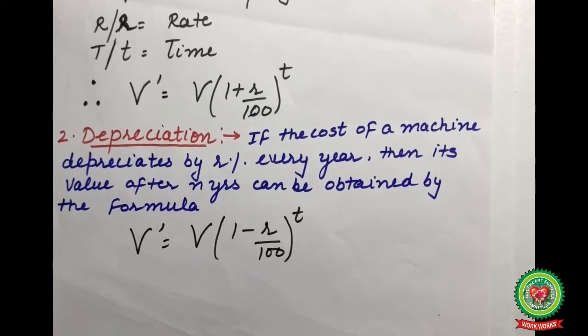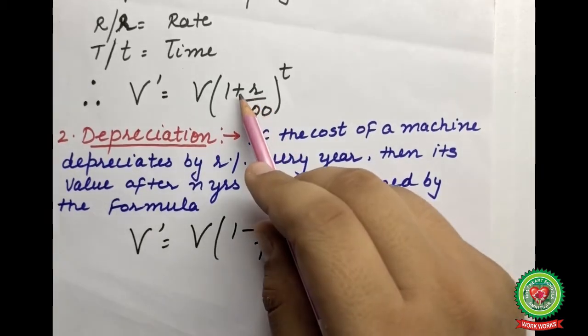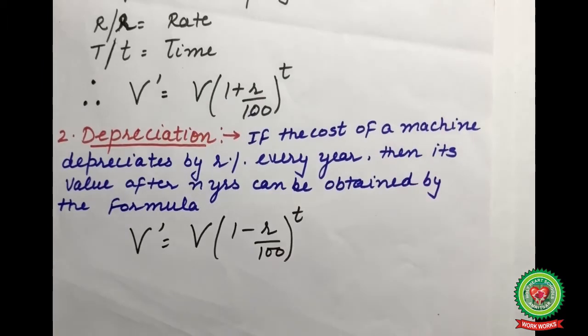If the sums are related to growth, so we are going to use a plus sign in the formula. If the sum is of depreciation, so we are going to use the sign of minus in the formula. So now let us discuss some example based on this topic.